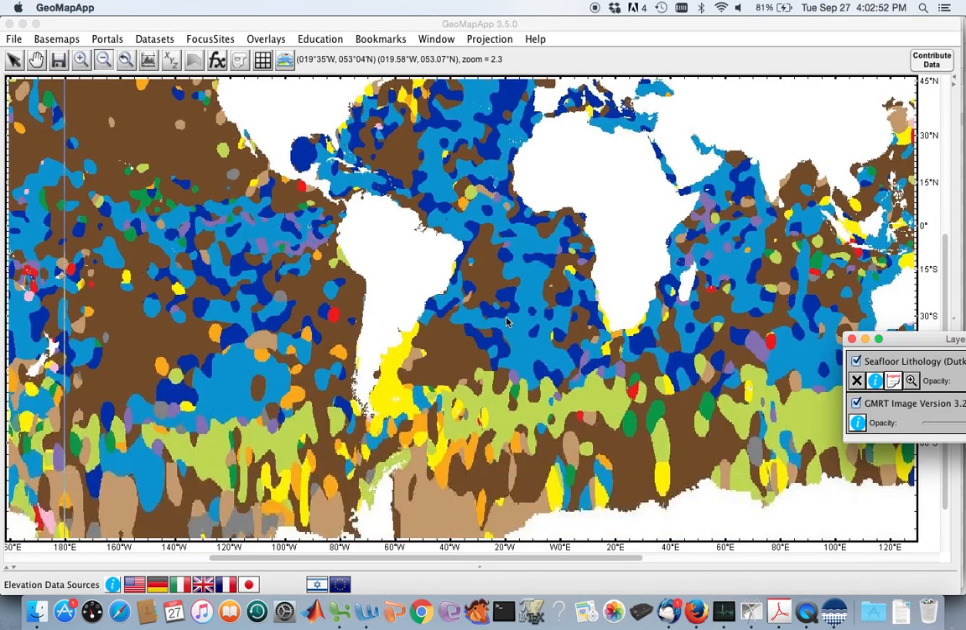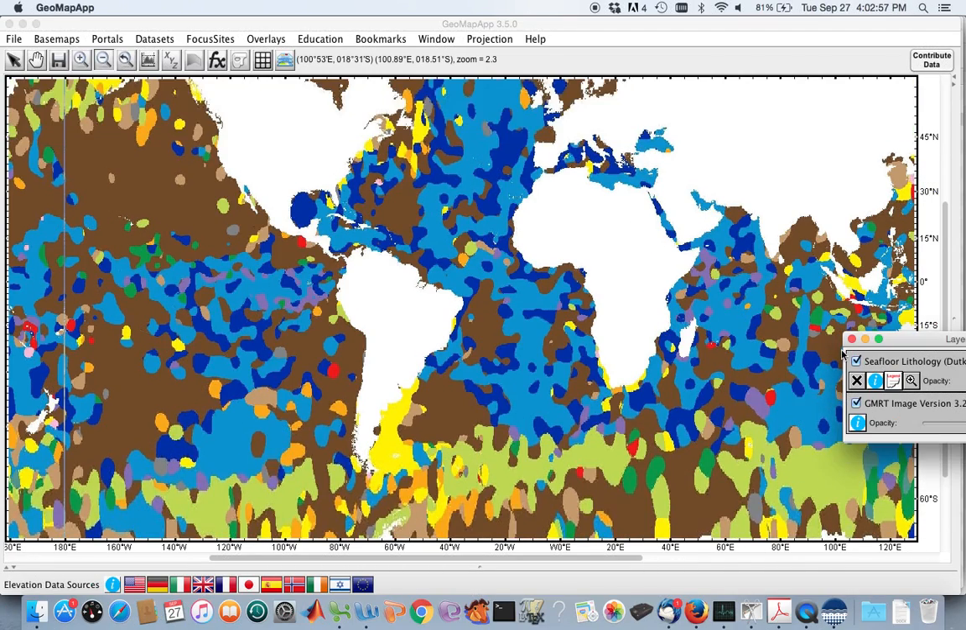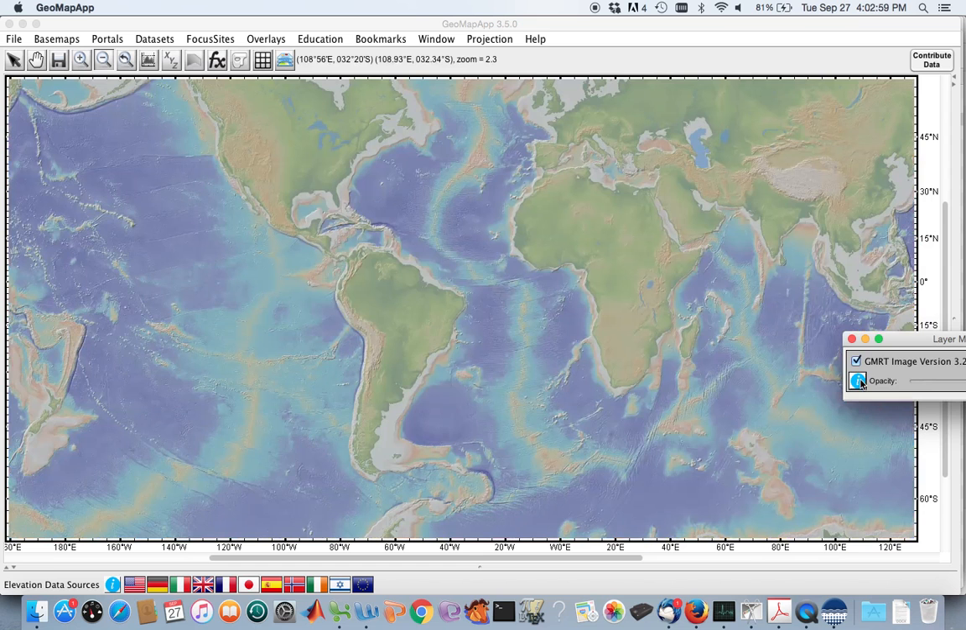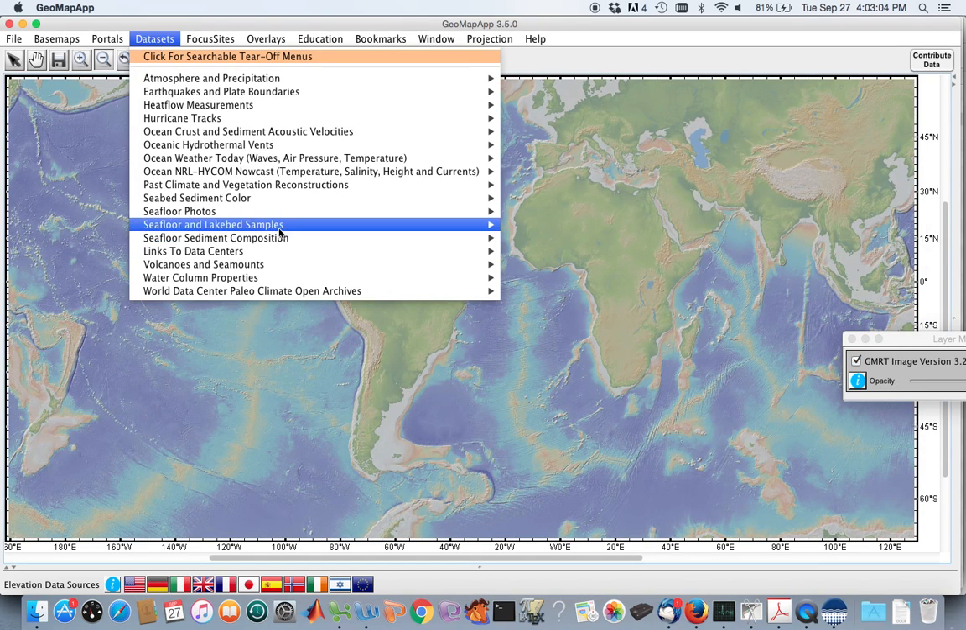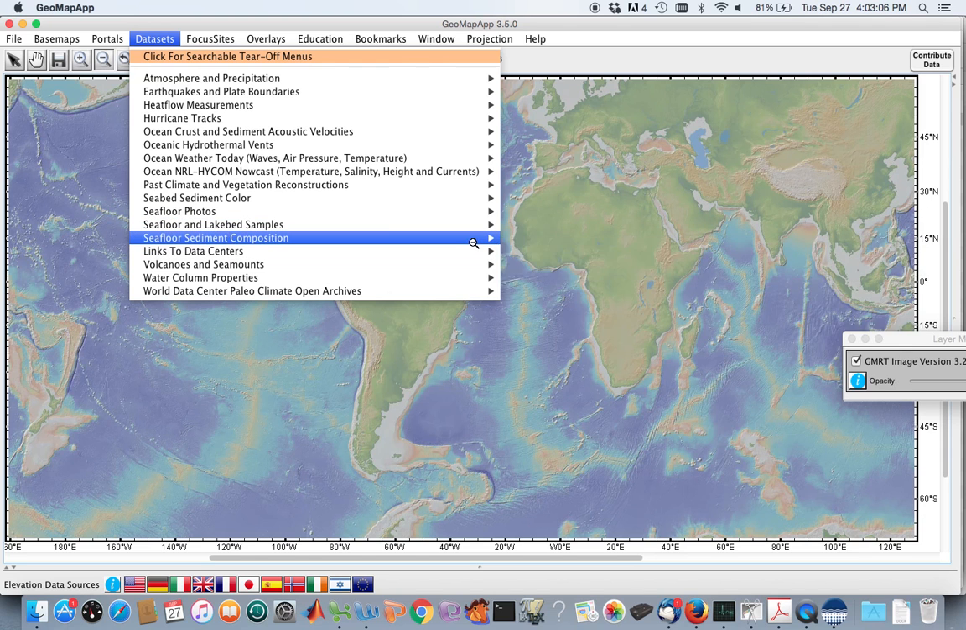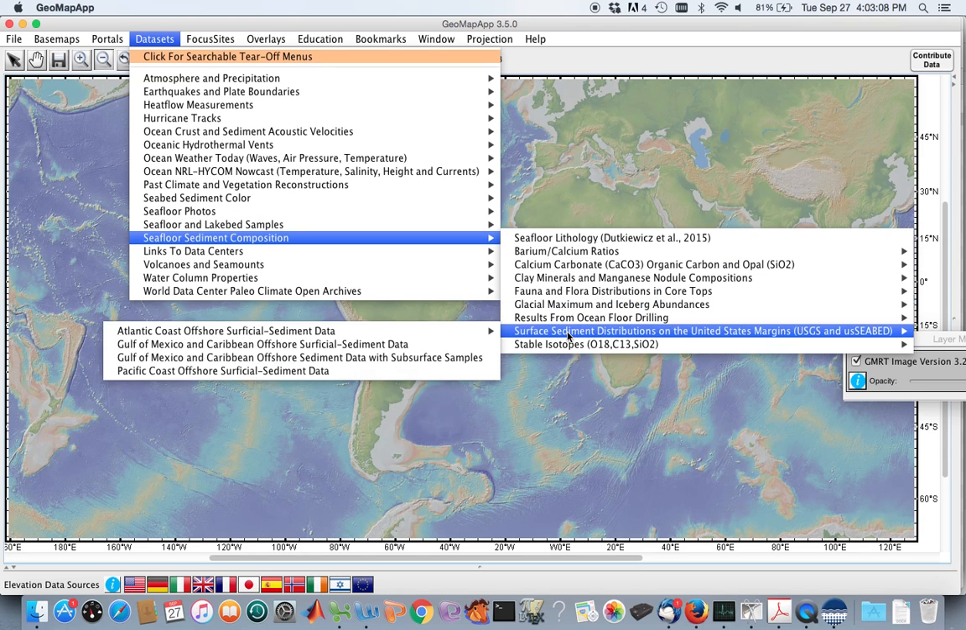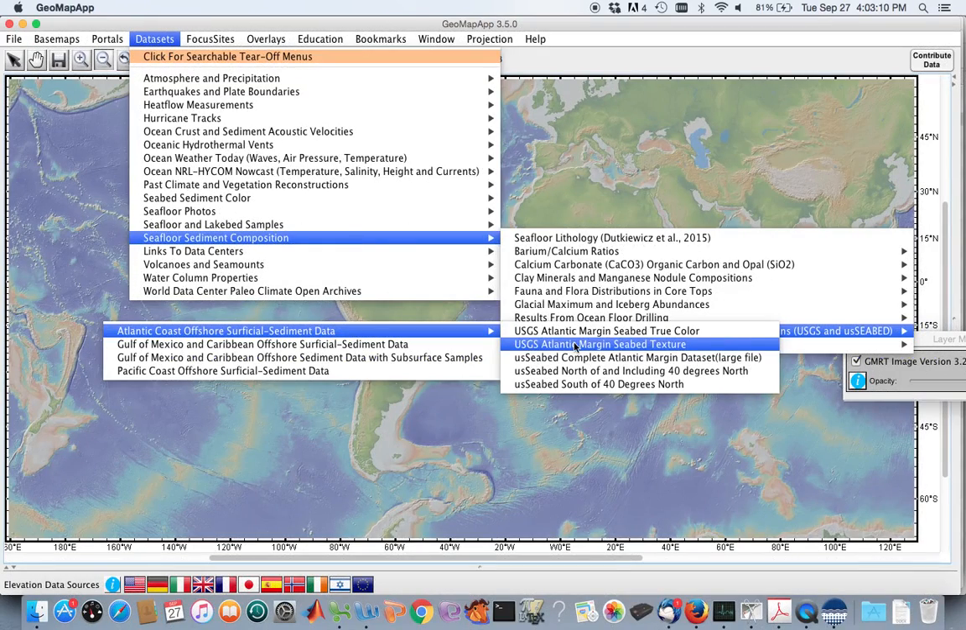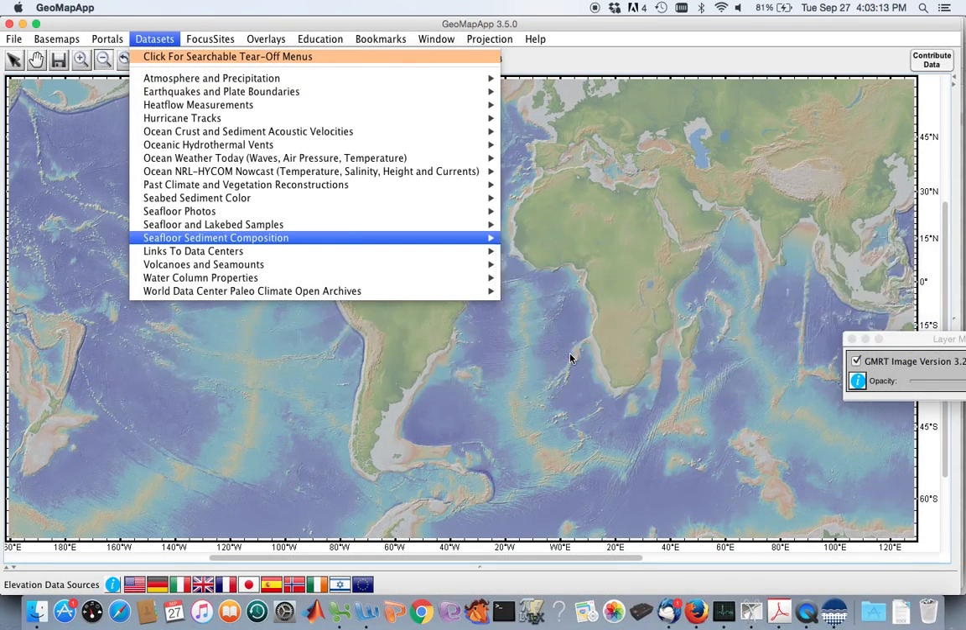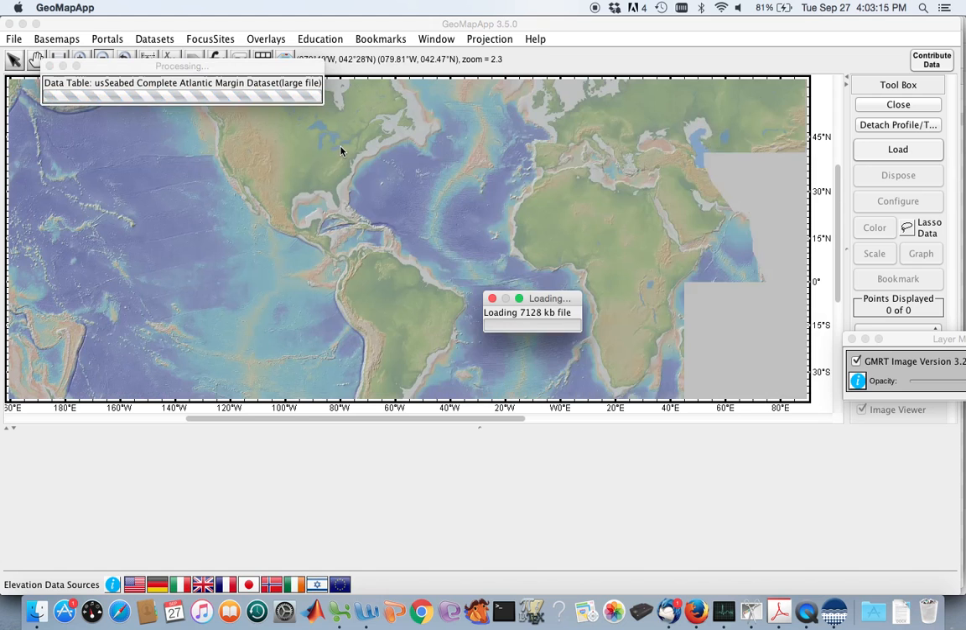Okay. So now let's look at the sorting of neritic sediments. So we're going to get rid of the distribution here. And let's look at sediments on the North American Atlantic margin. So it takes a little while for this data set to load.